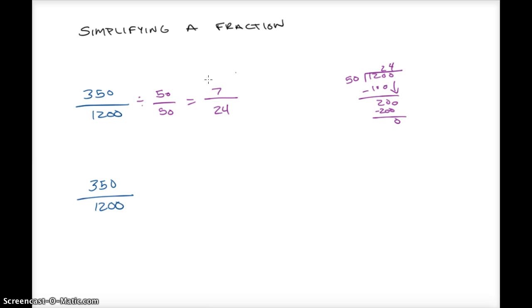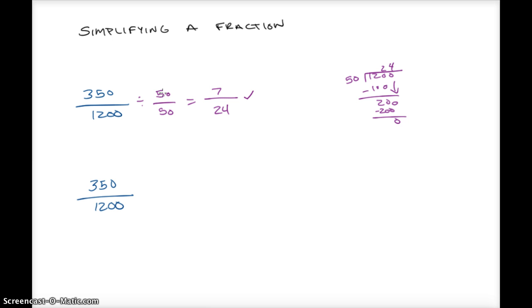And so 7/24. Now I have to think, am I done here? Well, do 7 and 24 have any common factors besides 1? Because 1 goes into both. But besides 1, do they have any common factors? Well, the only factors of 7 are 1 and 7. And 7 doesn't go into 24. 1 will go into 24. So I'm actually done here. There's no more common factors that I can divide by.